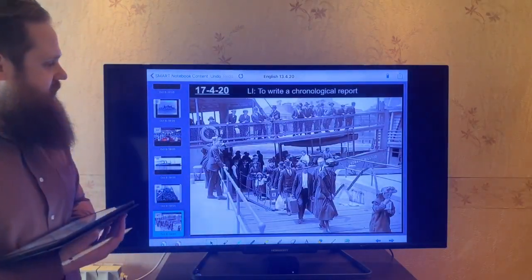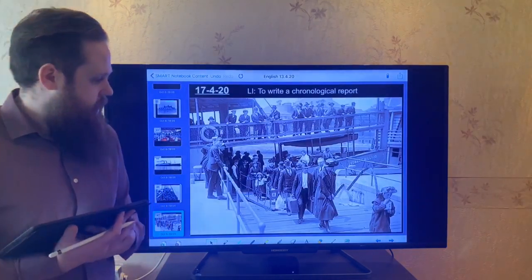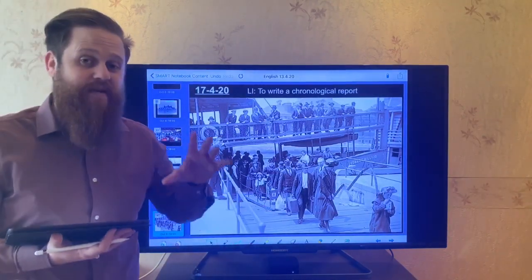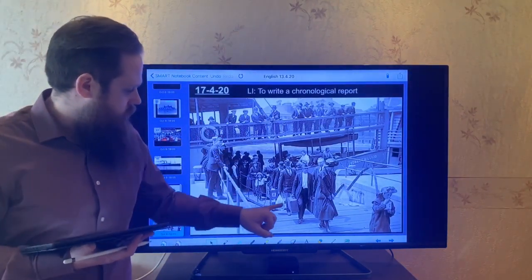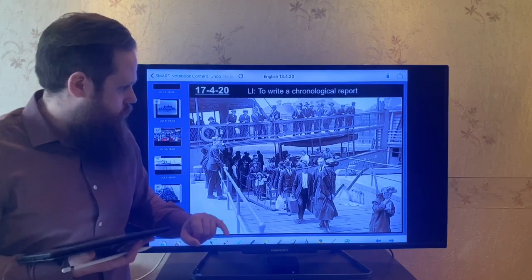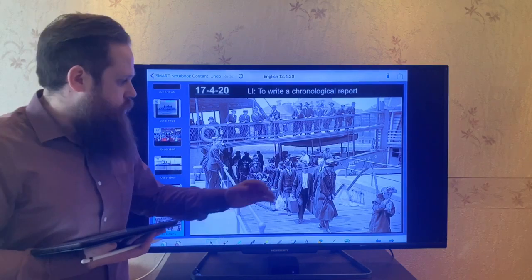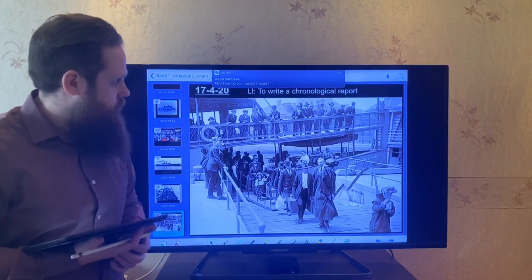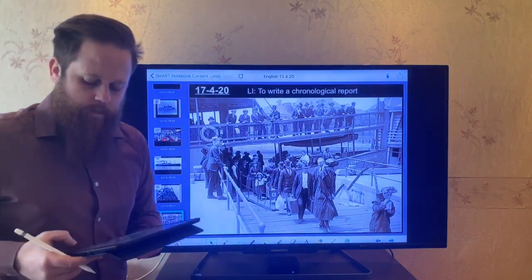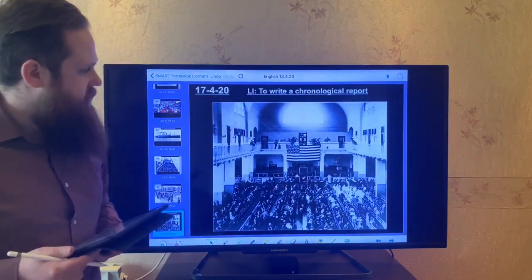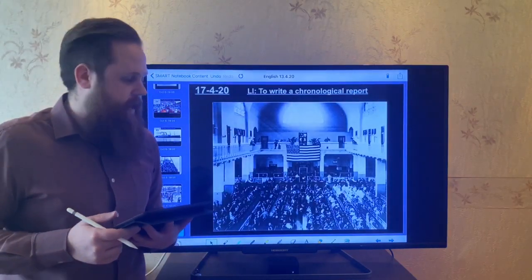Again, here they are leaving the boat. You can see people have emigrated. They've gone to this country to live forever. And look, they've got maybe one suitcase, a box. But look at how they're dressed as well. Again, here they are inside the Great Hall on Ellis Island.